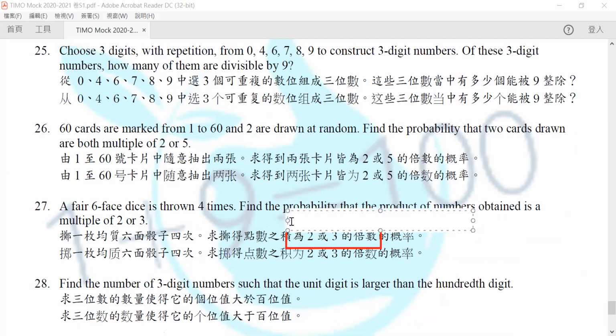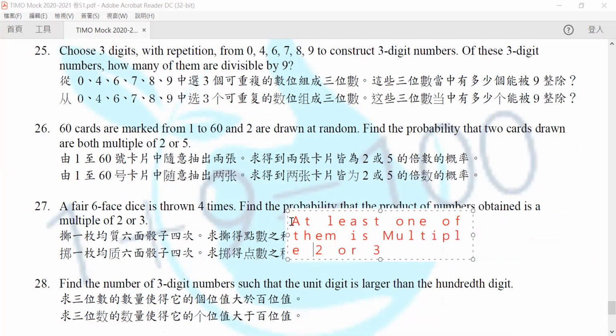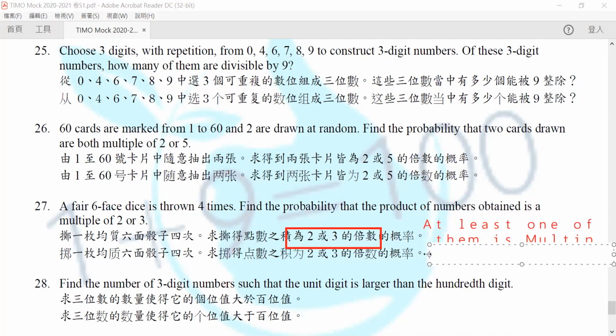At least one of them is a multiple of 2 or 3. But if you think about it, for a six-faced dice, most of the faces are actually a multiple of 2 or 3. There are only 2 numbers, 1 and 5, which are not multiples of 2 or 3.